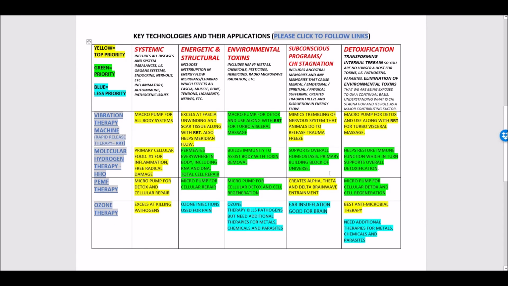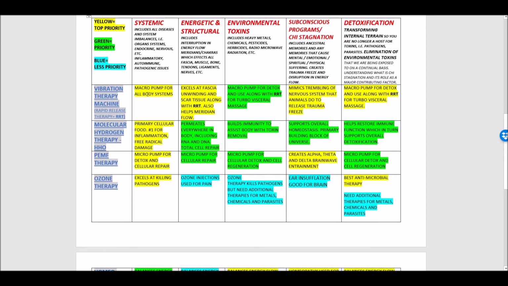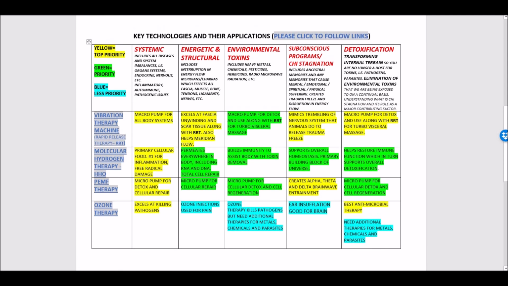Okay, so the vibration machine is amazing for trauma because it mimics what animals do when they're coming out of a freeze state. They tremble, and the vibration machine mimics that trembling that animals do. So it's excellent for trauma. Systemically, once again, it's a macro pump for all the body systems, and combined with the Blue Z water, you're now infusing the cells.